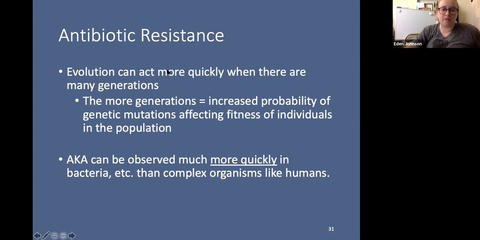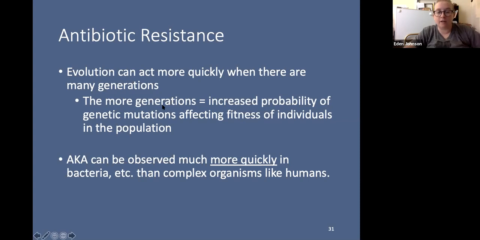Specifically with antibiotic resistance, evolution can act more quickly when there are many generations. So if you look at some bacteria, it is super easy to see with bacteria because they reproduce asexually. Very little genetic variability, and the variability that is there in an asexually reproducing species is random. It's just from random mutations.